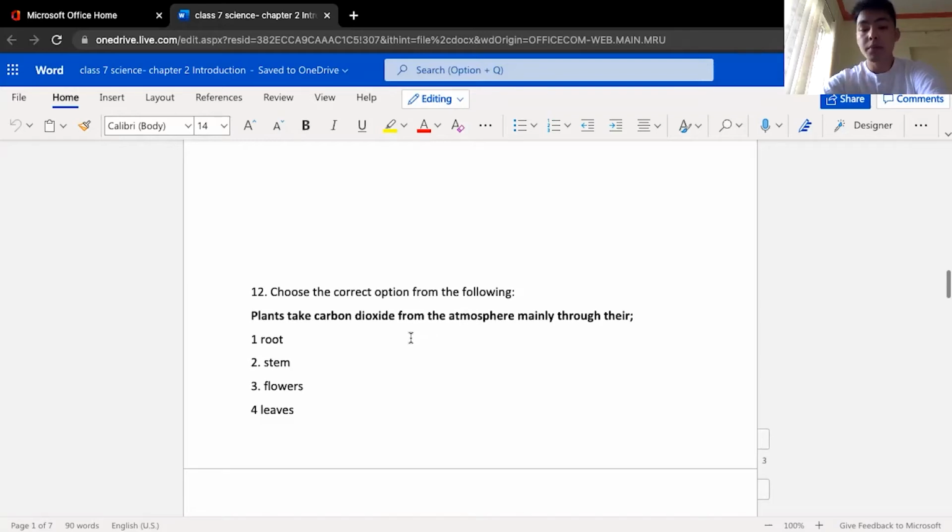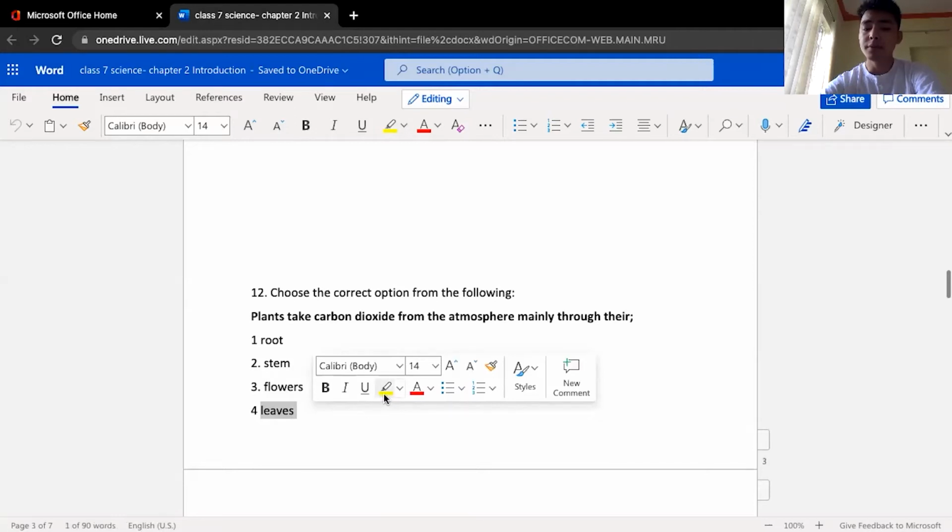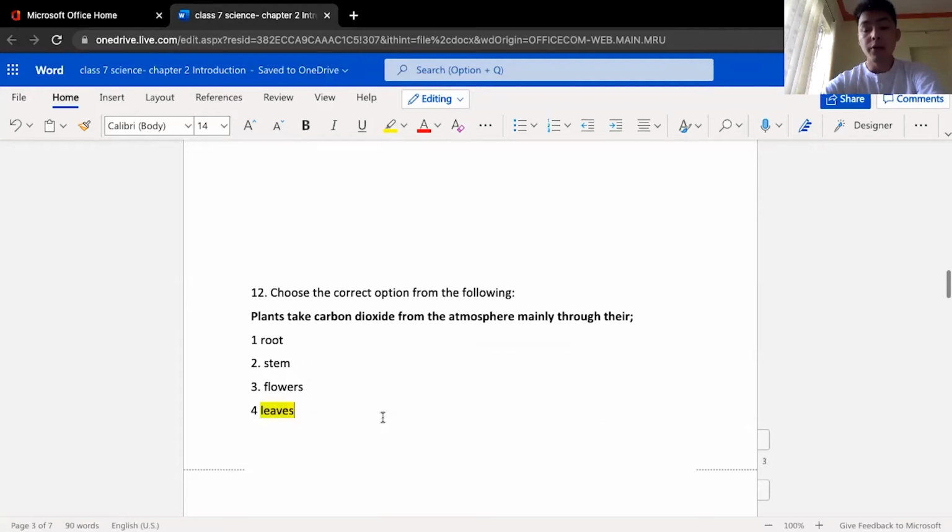The options are root, stem, flowers, leaves. The plants take carbon dioxide through stomata, and the stomata are present on the surface of the leaf. So that means this is the answer. Yeah, simple, right? Okay, so that basically covers the exercise of chapter one.